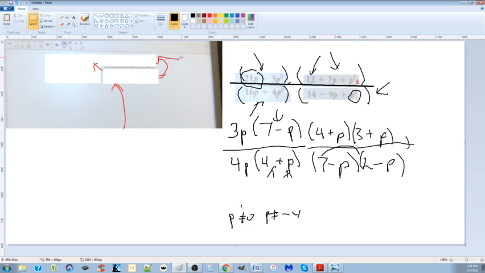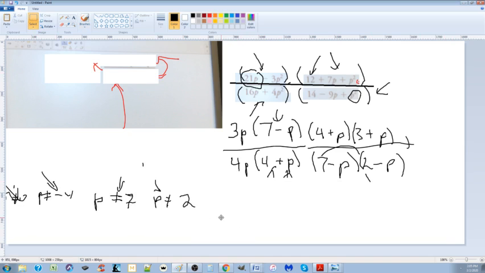Let's go on. What about the next one? Well, it's pretty easy to see that if p was a 7 here, it would make 7 minus 7 0. So we know that p cannot be 7. So we found another exception. P cannot be a 7, like that. And what's the exception here? Well, if p was 2, 2 minus 2 would be 0. So we know that p can also not be 2. So we know now that p cannot be 7, p cannot be 2, p cannot be minus 4, p cannot be 0. Now that we have our exceptions, we put them aside and we start simplifying.